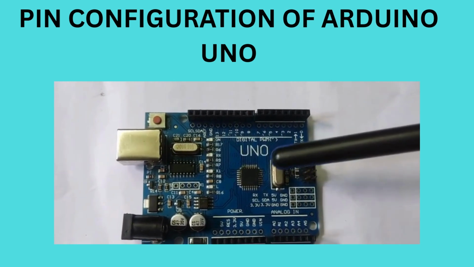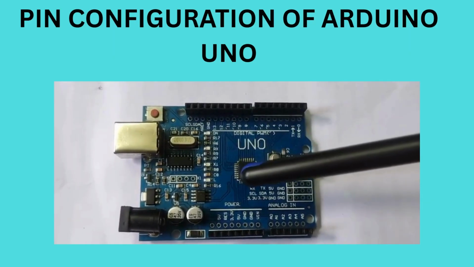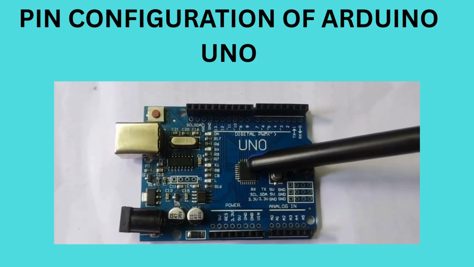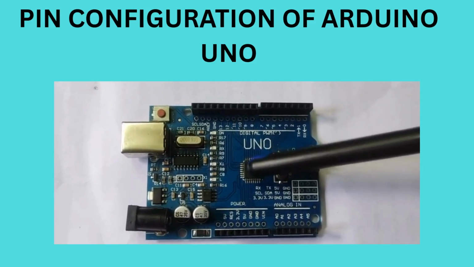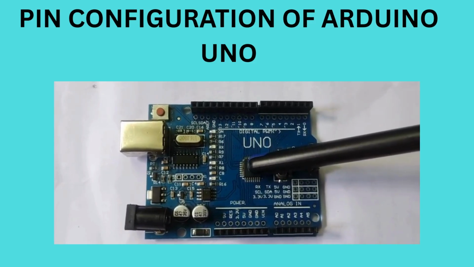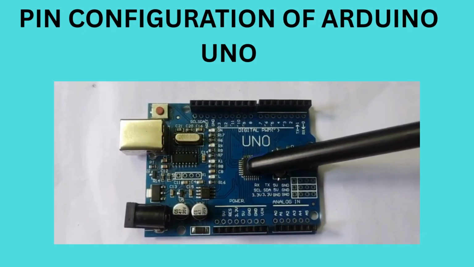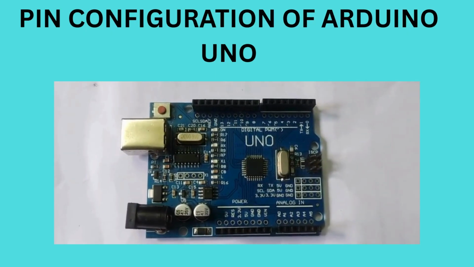So let's go into the pin configuration of the Arduino Uno. The first part of the Arduino Uno is the microcontroller. This black chip is the microcontroller, and its name is ATmega328P. It is the brain of the board. It stores your code and controls all operations. Whenever we upload the code from the computer, it is stored here.